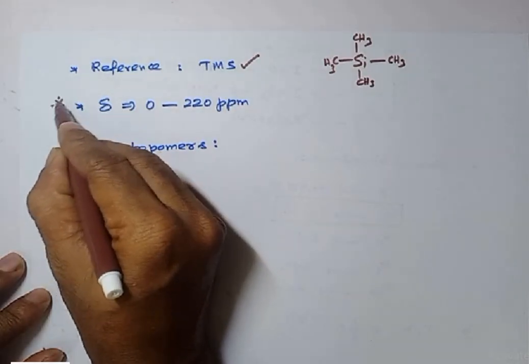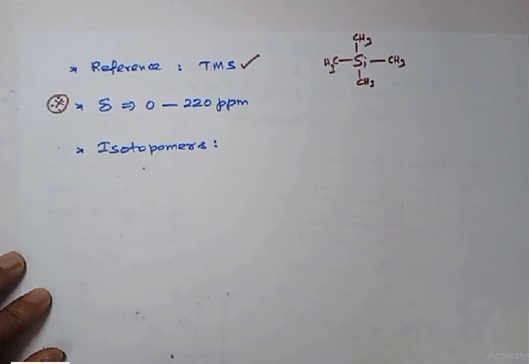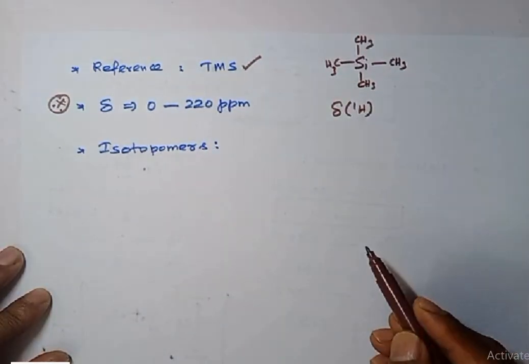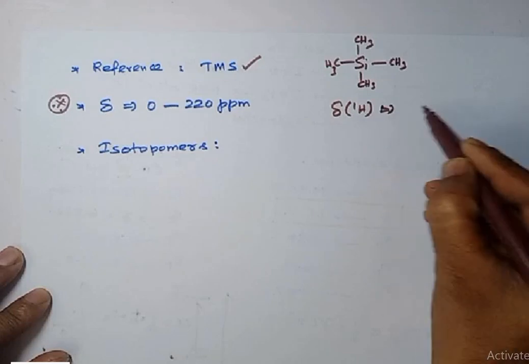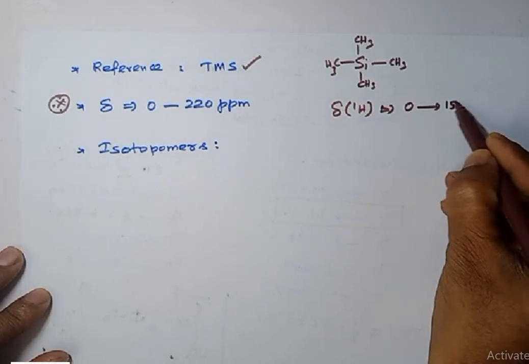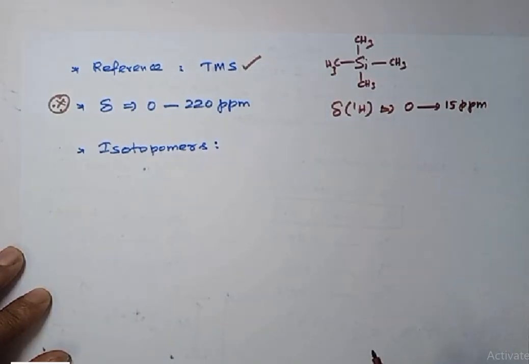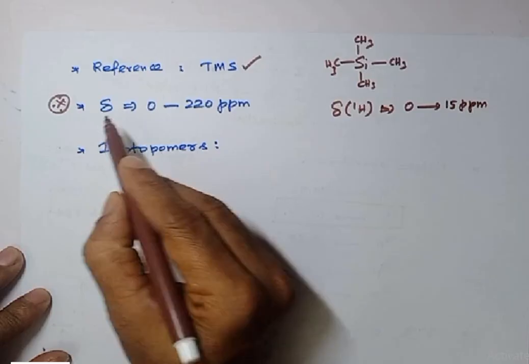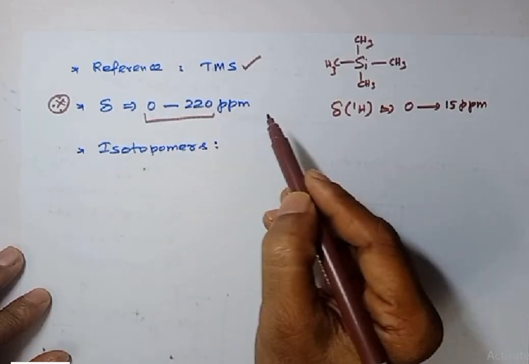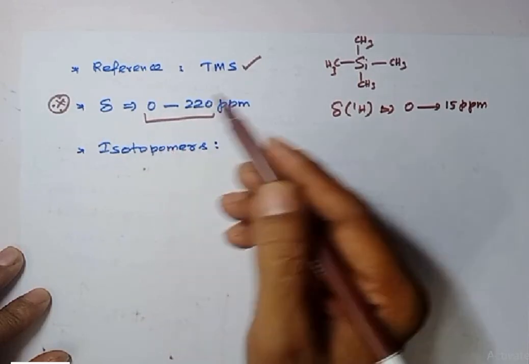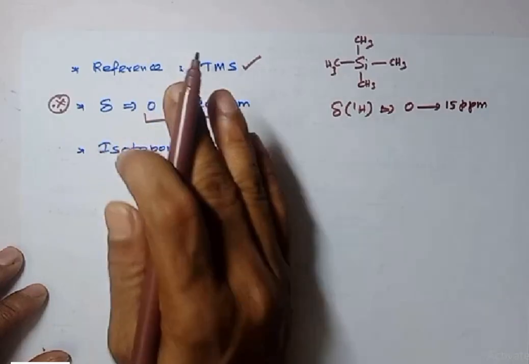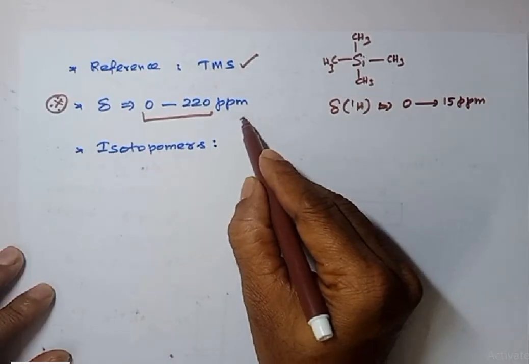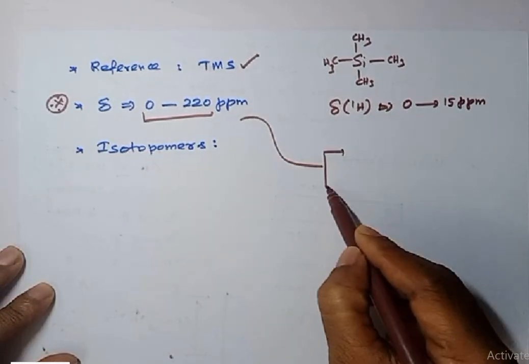This is very important. Listen, in the case of proton NMR, the chemical shift range is from 0 to roughly 15 ppm. Whereas for C13, the chemical shift range is large, 0 to 220 ppm. It's very large. Keep this point in mind, very important. And there are exceptions also here. Here there are 2 exceptions. Now keep this in mind.